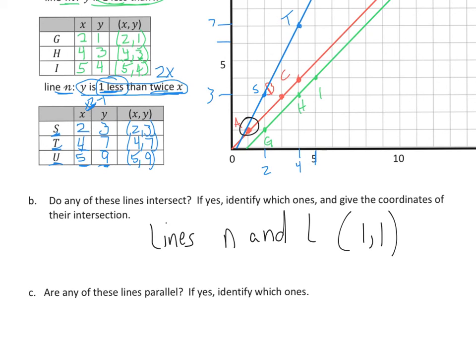So what I probably should have done is labeled these lines, and I know this is N, my red is L, and my green is M. So I'm going to label those now. I have the points on there, so that's pretty good, but I also want to make sure that I can refer back to these.